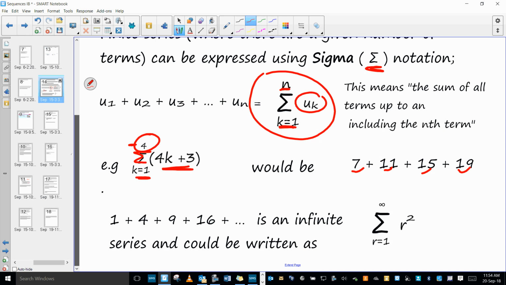Here's another one. What's special about these numbers? 1, 4, 9, 16. They're square numbers. So my rule for this particular case is r squared.